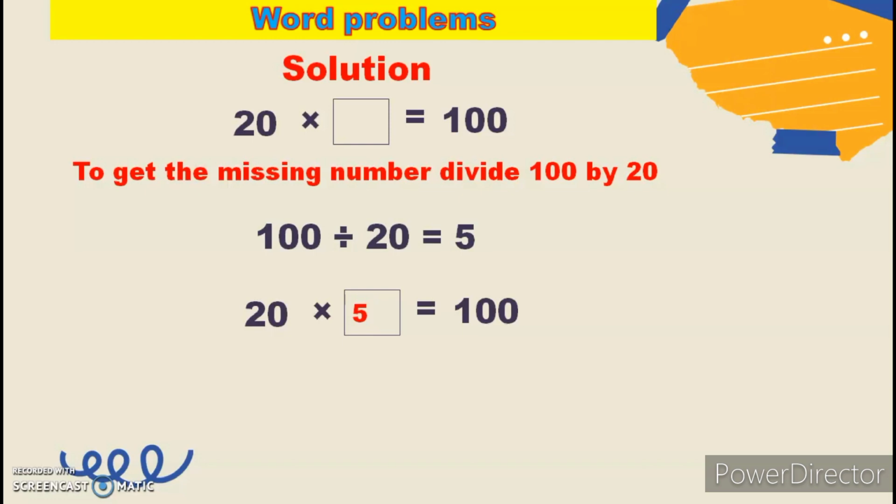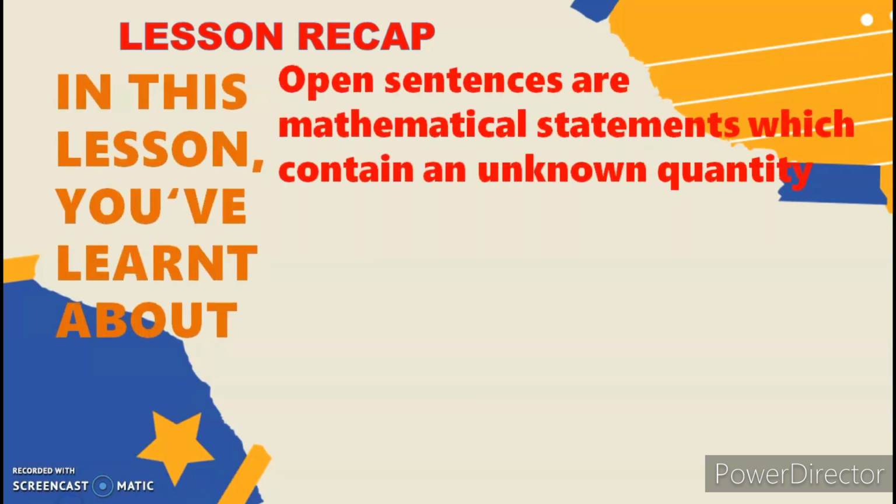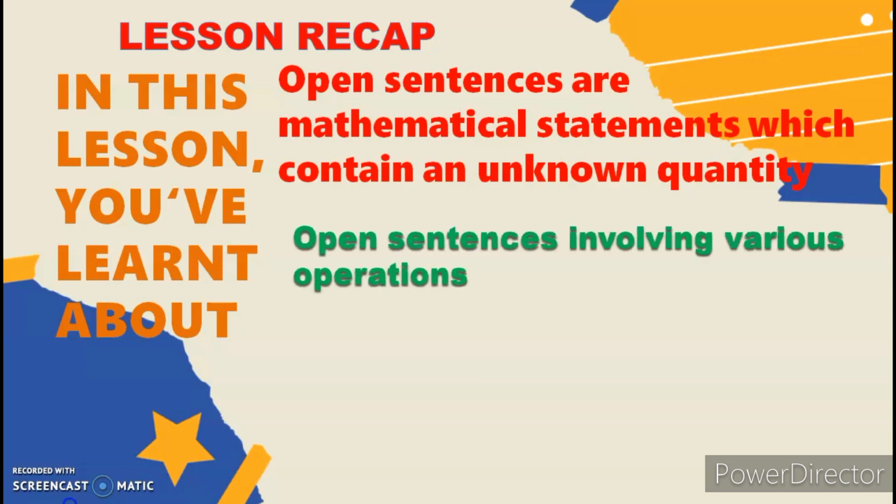So this brings us to the end of our class, but let's quickly do a recap of our lesson. In this lesson, we learned about open sentences being mathematical statements which contain an unknown quantity, and that unknown quantity is represented by an empty box, or in some other cases by a letter or a blank. We learned open sentences involving various operations: addition, subtraction, multiplication, and division. And finally, we learned word problems on open sentences.